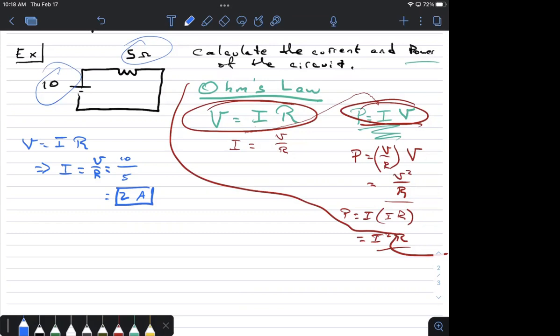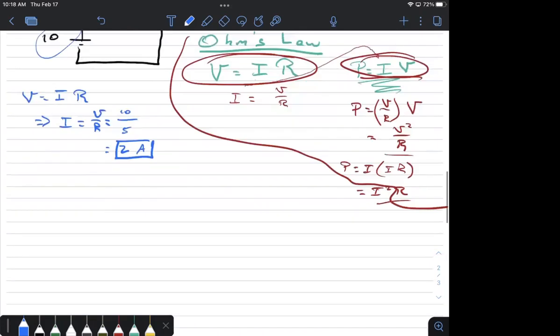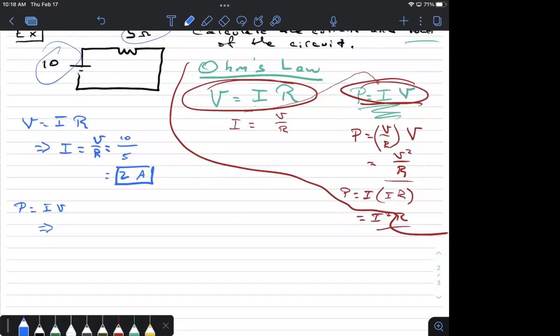What about the power? Well, the power is I times V. Do I know I? Do I know the current? Well, I just solved for the current, so yeah, it's 2. Do I know the voltage? Of course, it's 10 volts given in the problem. So the power is 20 watts.